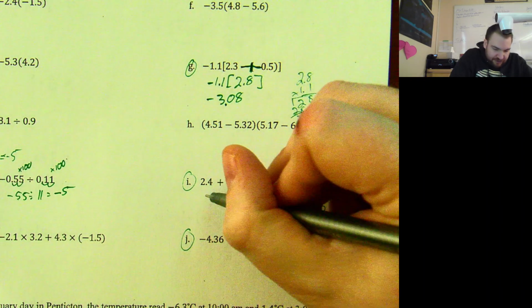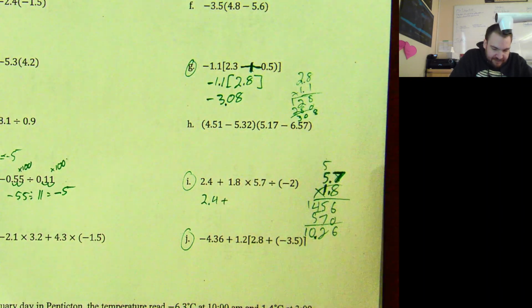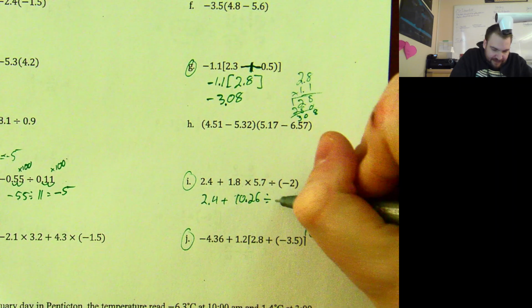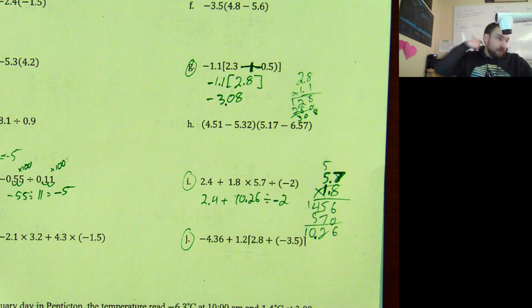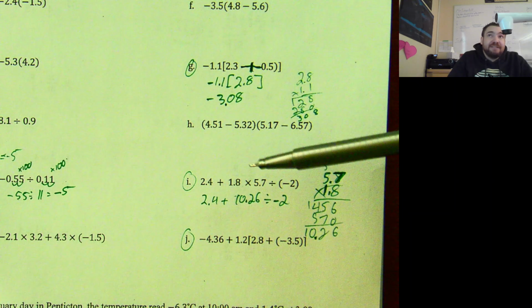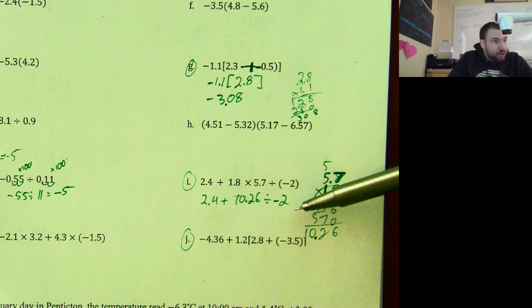So I'm going to have 2.4 plus 10.26 divided by negative 2. Yes? We're checking my work and I'm doing okay? Because it's Tuesday morning after a long weekend, I can make mistakes too. So then my next step is to divide 10.26 by 2.